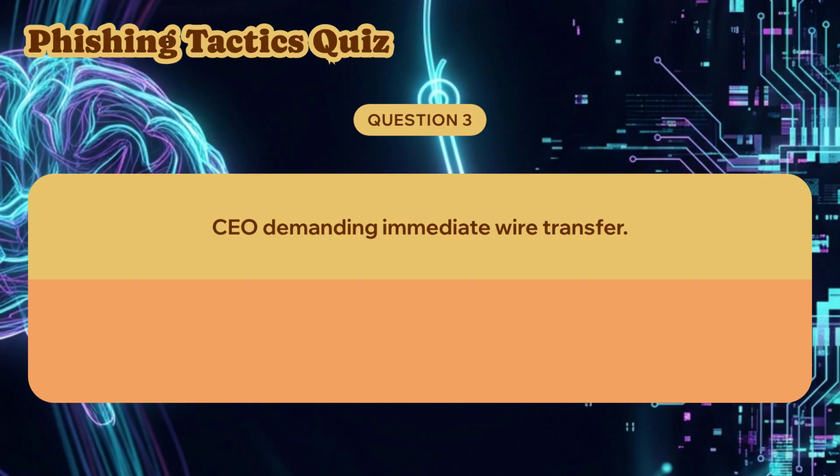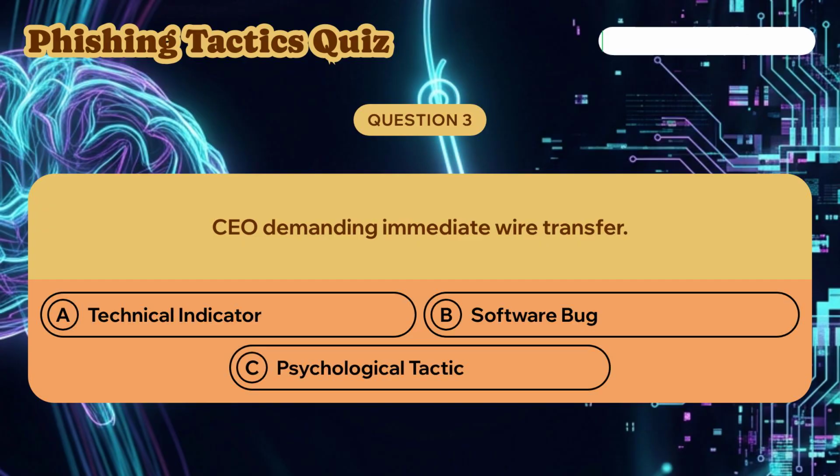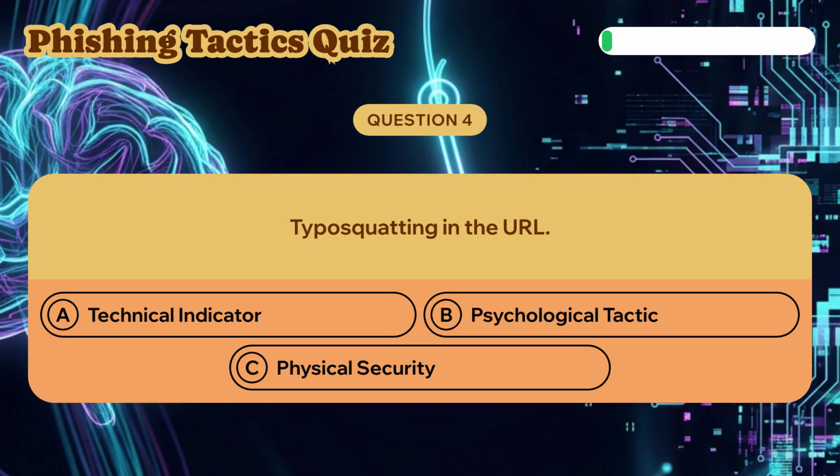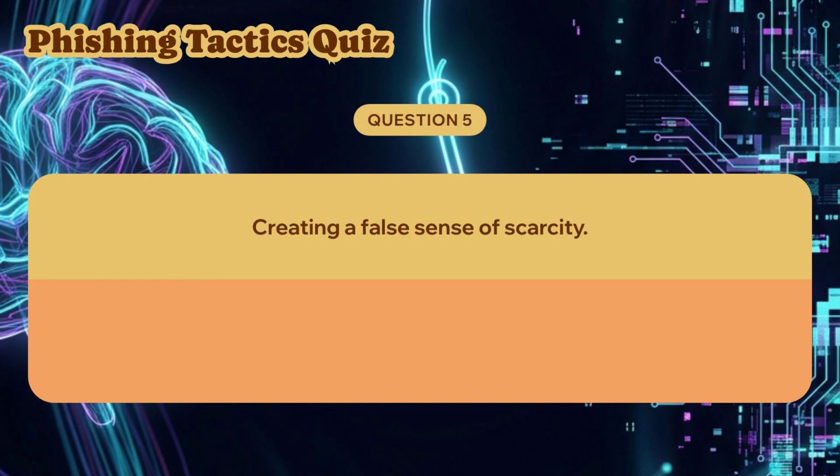CEO demanding immediate wire transfer. Typo squatting in the URL. Creating a false sense of scarcity.